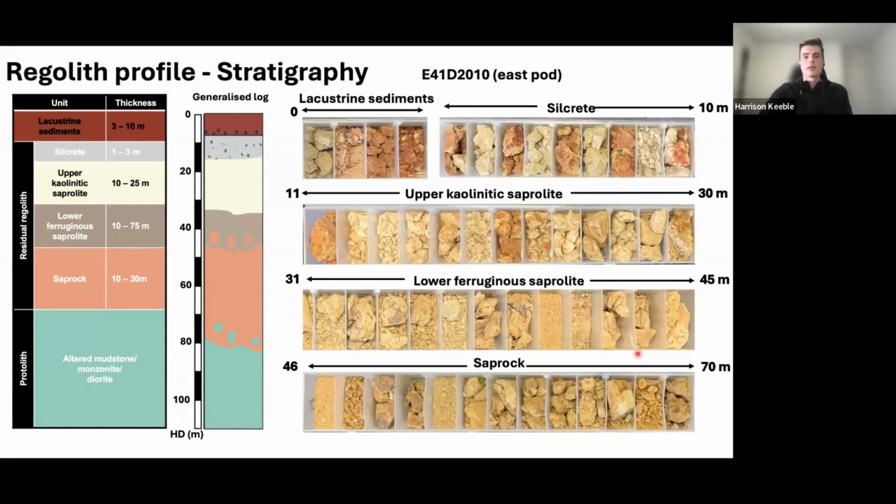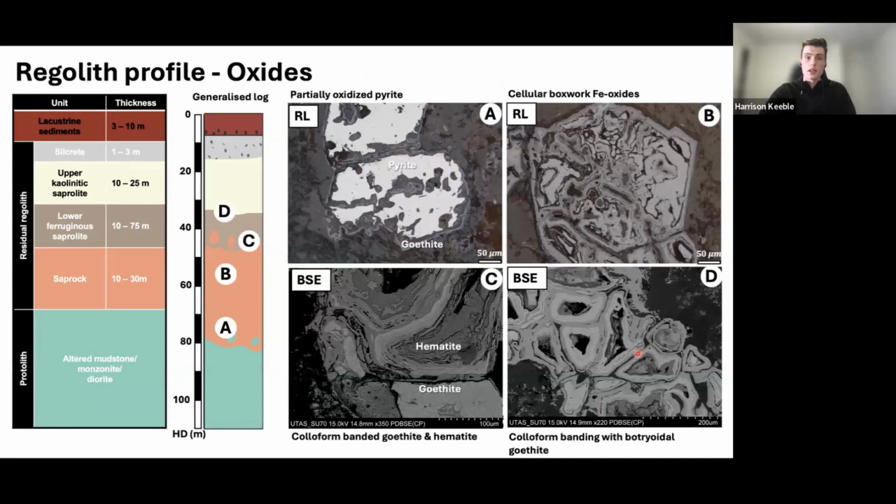So initially, the goal for this project with the regolith was to identify gold and the associated mineralogy. The first thing we looked at was the iron oxides in the regolith. I did this through reflected light microscopy, as well as a good amount of work on the SEM, which collected some of these images. There were four key textures, the most common textures found throughout the deposit.